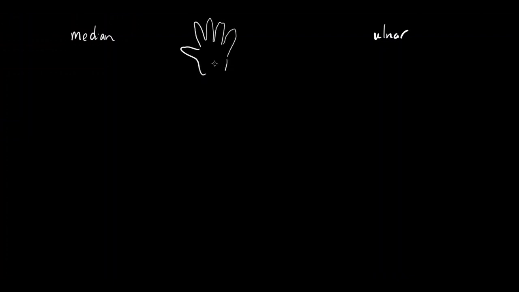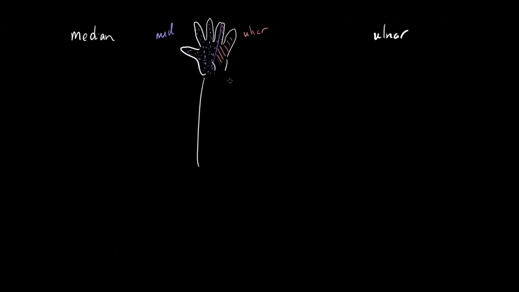And this is the palmar side of the hand. Very simply, the median nerve will innervate the thumb, the index finger, the middle finger, and just half of the ring finger. That will be your median nerve. And the ulnar nerve, let's draw this in maybe pink. The ulnar nerve will innervate the small finger and half the ring finger.